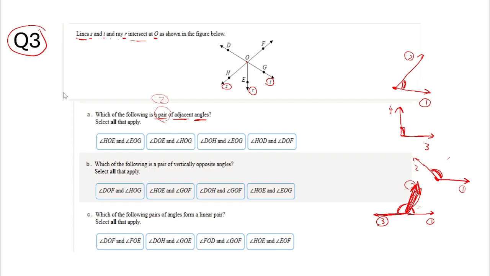Okay? So here, let's see in this figure who the adjacent angles are. The first angle, this is the symbol of the angle, HOE. How do we read it? H, so we start with H, O, E. This is the angle. And angle EOG. Okay, let's see it here in the figure. EOG.